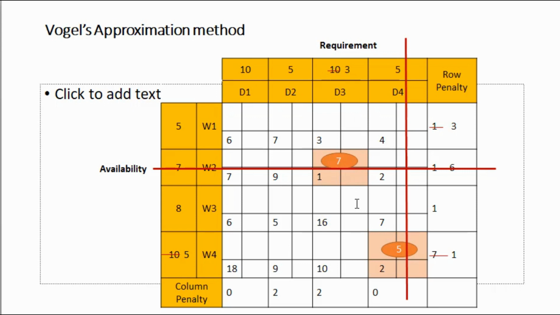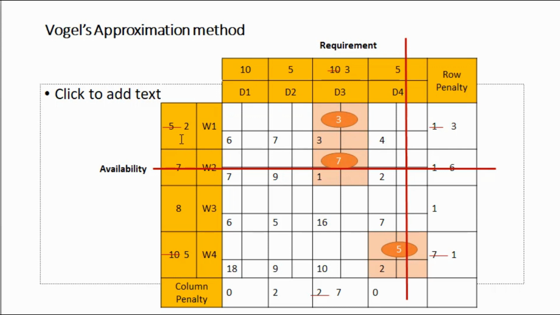Next, again we go for recalculating the penalties. The penalties are recalculated, and now we take the highest penalty. The highest penalty again is 7 and the least cost is 3. So W1 D3 becomes the cell for allotment. If you look at it, the availability is 5 units and the requirement is 3 units. Hence we go for an allotment of 3 units from W1 to D3, so that 3 units are transported there.